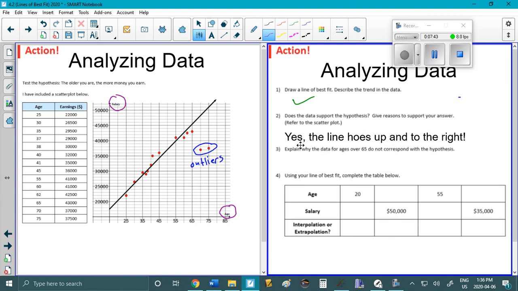Explain why the data for ages over 65, that's these two people, these outliers, do not correspond. So I would love for you to think about this yourself. This is always a fun part of this lesson in class when people talk about why those older people were making less than so many others. The line goes up to the right. So I encourage you to pause the video and try to think of a reason why those two points are the way that they are. So please, if you can, pause now and think about it.